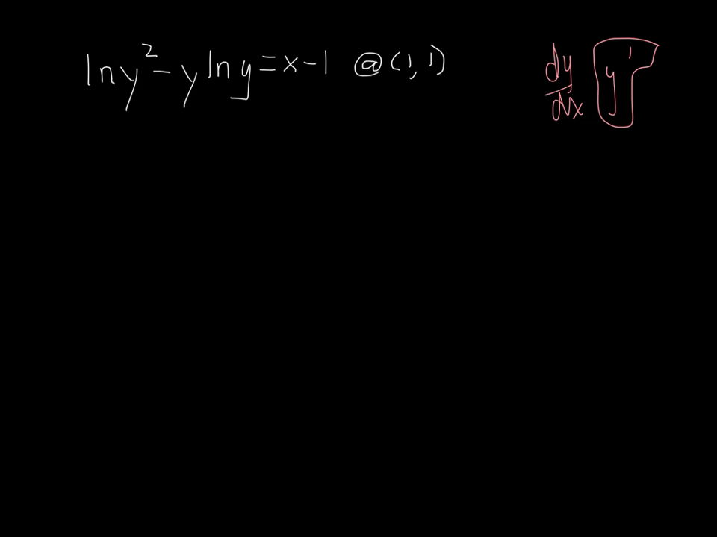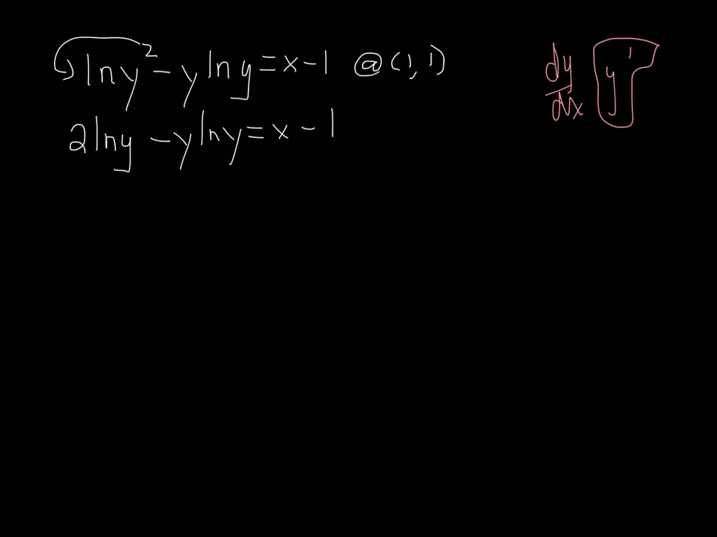So let's go back over to the question, and the first thing we can do is rewrite the ln y squared as 2 times the ln of y. You just bring the 2 in front and multiply it. It's one of the properties of logs and lns, okay? And then we have minus y ln y equals x minus 1.